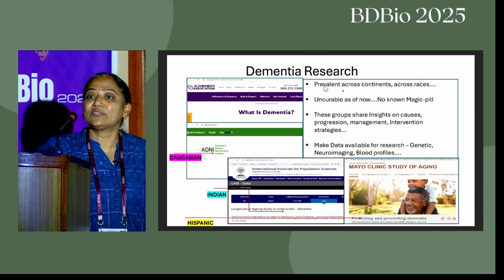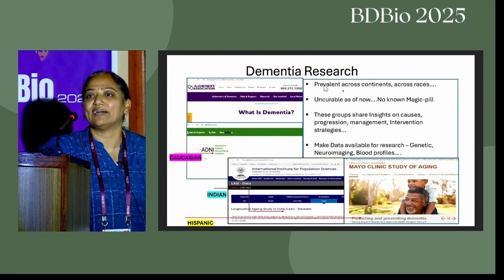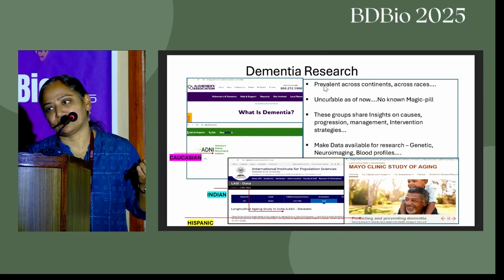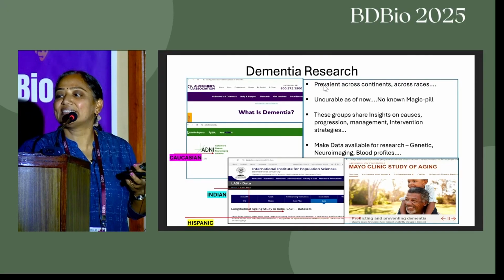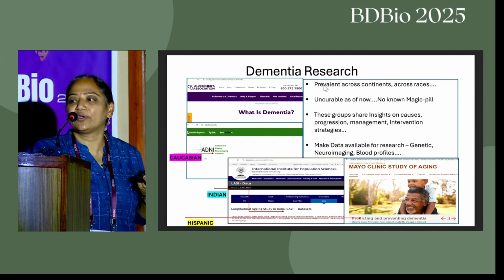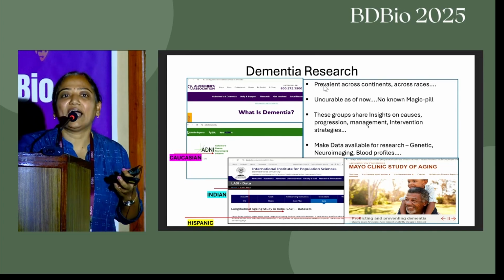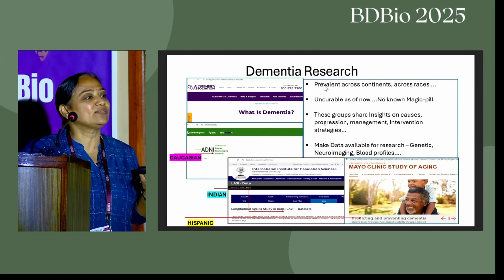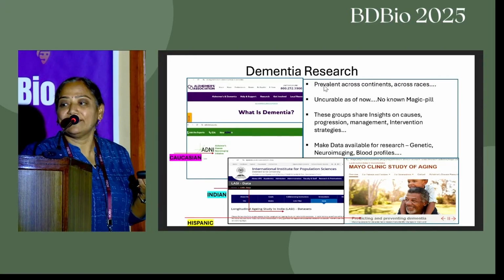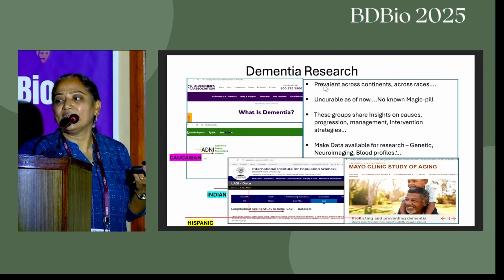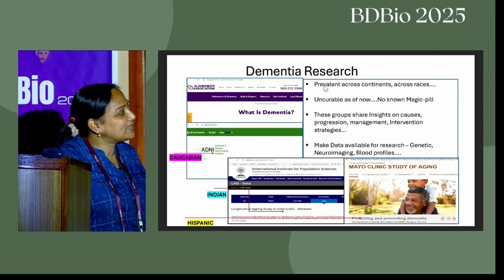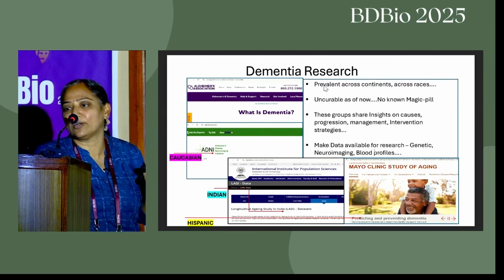It's because it's prevalent worldwide. It's incurable. So these groups, what do they do? They share insights on causes, progression, how to manage, how to look at intervention strategies. But most important of all, they make data available for research, which is a huge thing. Genetic data, neuroimaging data, blood profiles, and so on.